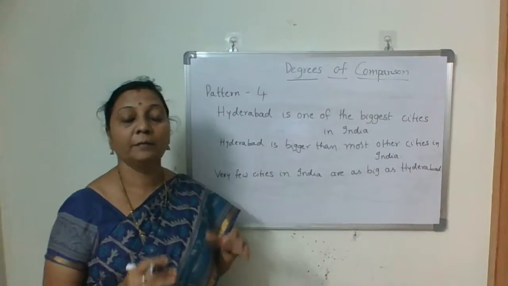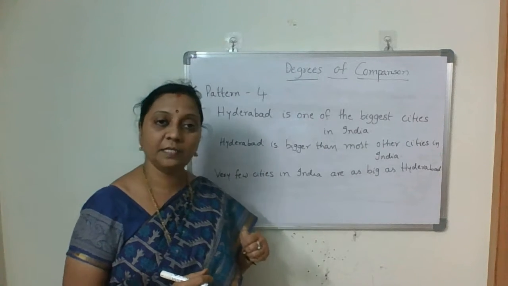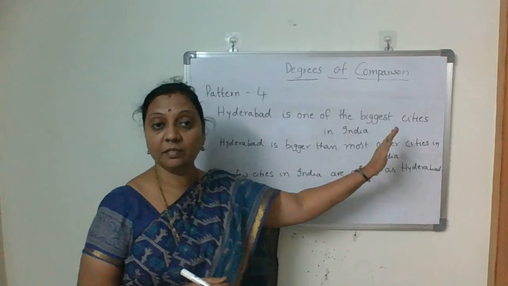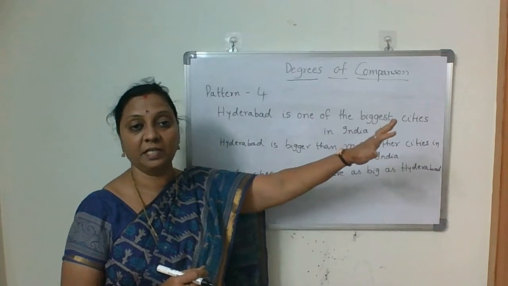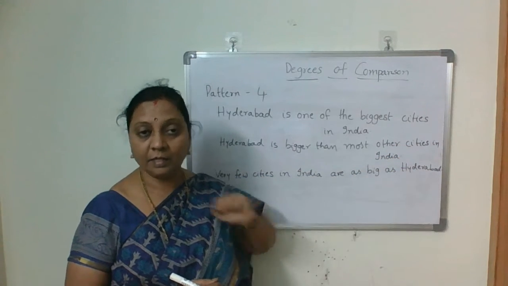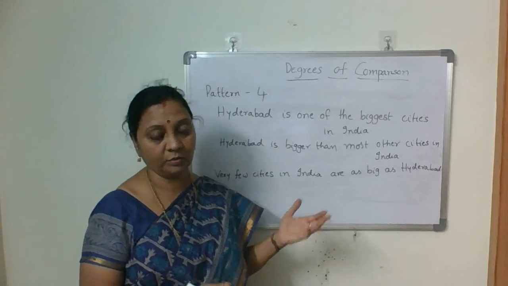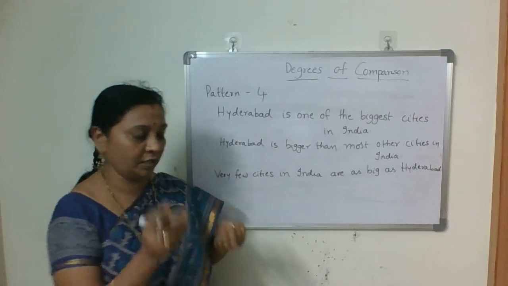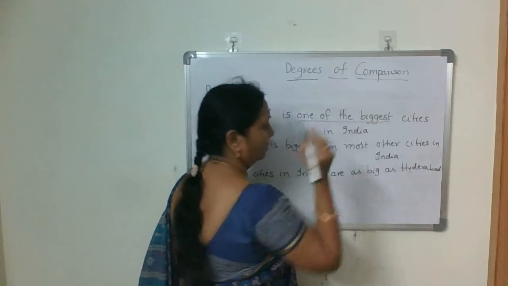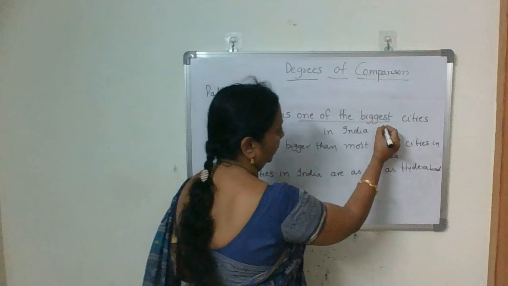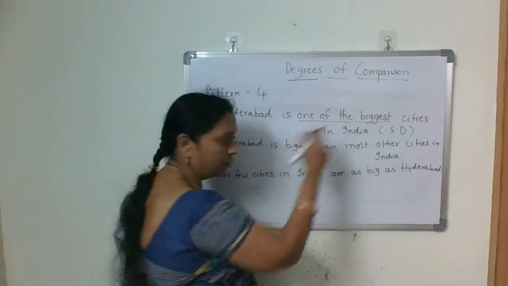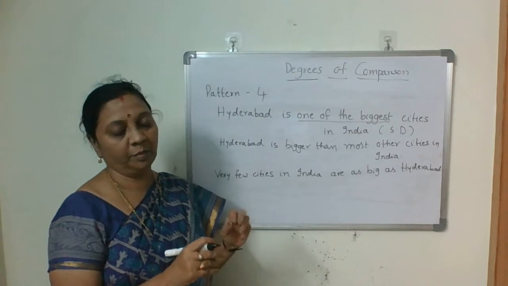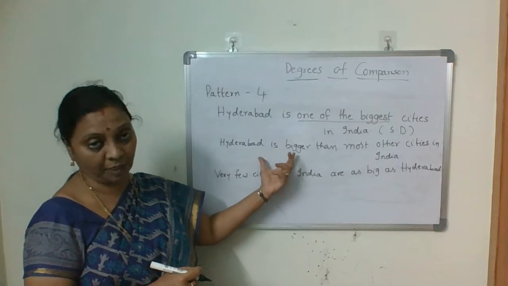Pattern 4: Hyderabad is one of the biggest cities in India. One of the biggest cities. It is not the biggest. We are not saying Hyderabad is the biggest city in India, which would mean it is the only one city in India. Here we are not using it like that, and it is not a fact also. It is only one of the biggest cities in India. So this is the expression, "one of the biggest." So this is superlative degree. When in superlative degree we are using expressions like "one of the most intelligent boys in the class" or "one of the biggest cities in India," then how do you use it in comparative degree?